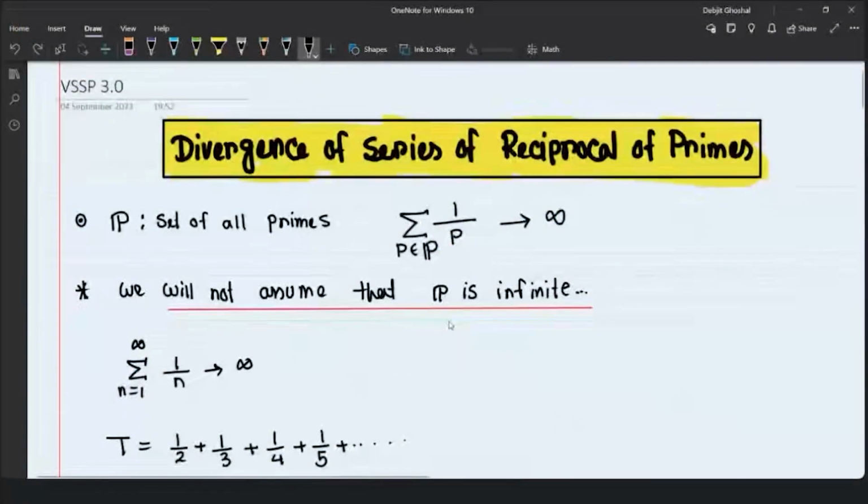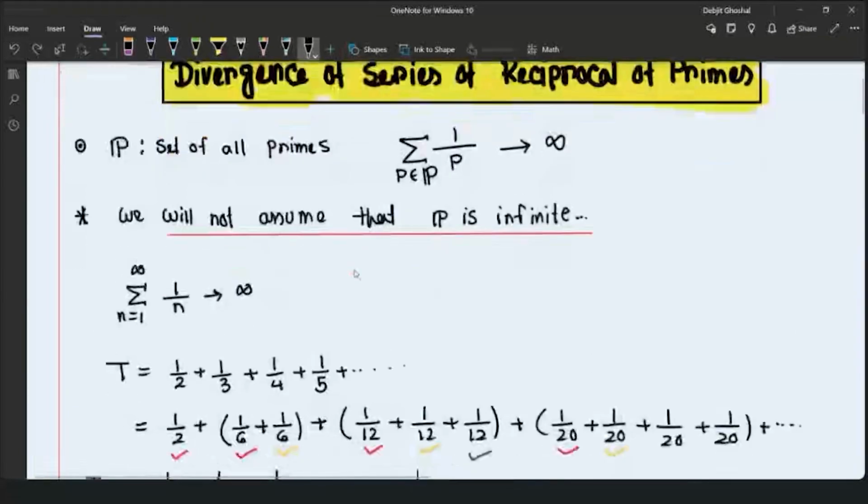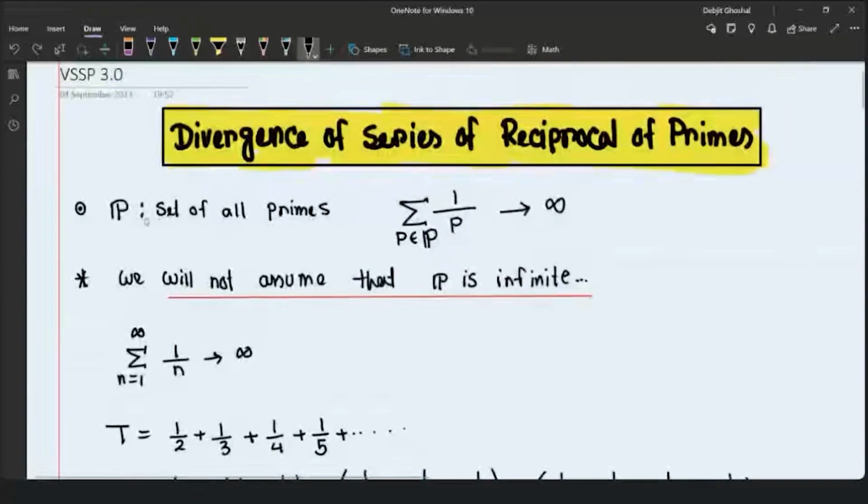Good morning, everyone. I am Debjit Ghoshal from Ramakrishna Mission Vidya Mandir. Today, I am presenting on the topic of divergence of the series of reciprocals of primes. We all know what a prime number is: a natural number greater than 1 whose only factors are 1 and itself. So I will not explain that. My main focus is, if I consider P as the set of all primes, then the series of the reciprocals of primes should diverge. I will prove that.